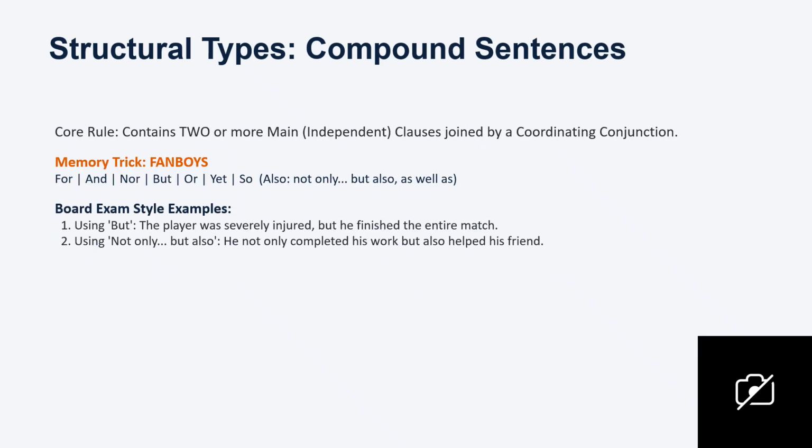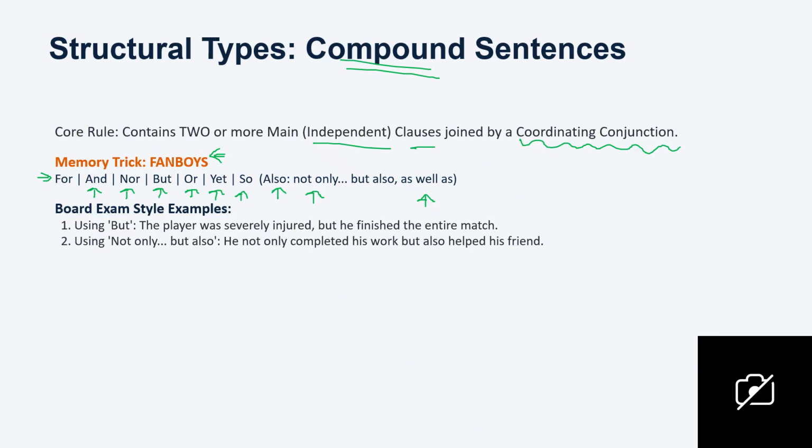Okay. Now let us move on to the next one, which is a compound sentence. First of all, it will contain 2 or more independent clauses, which are joined by a coordinating conjunction. Now, what is a coordinating conjunction? Coordinating conjunctions are for, and, nor, but, or, yet, so. If you have to remember, you can remember FANBOYS: for, and, nor, but, or, yet, so. And there are other coordinating conjunctions as well, like also, not only but also, as well as.